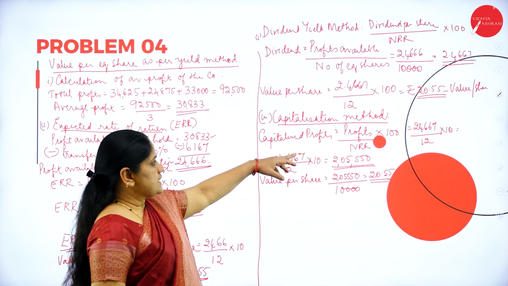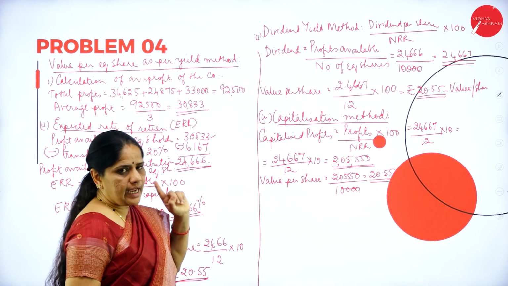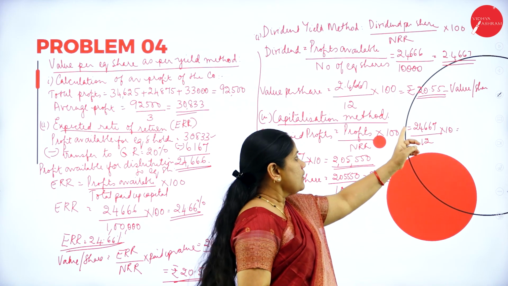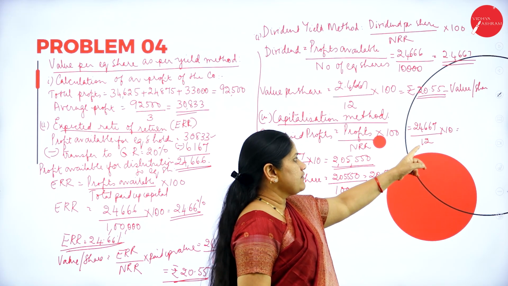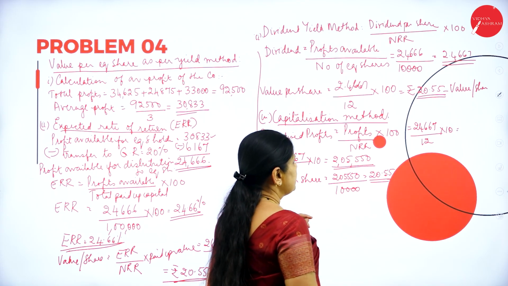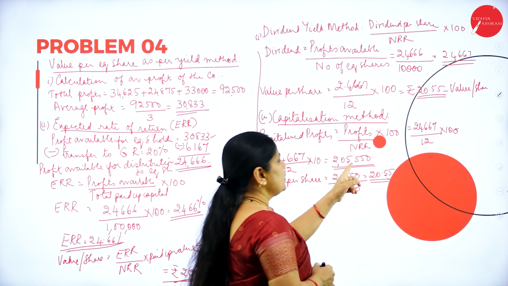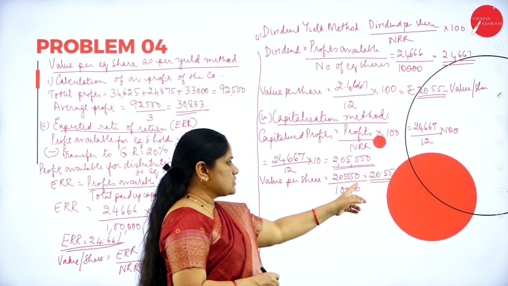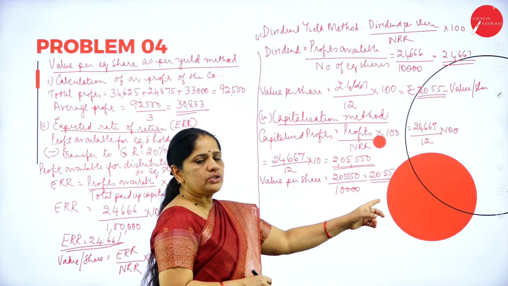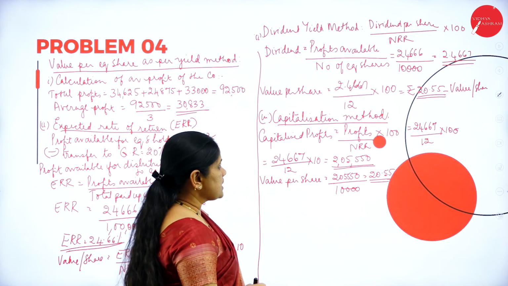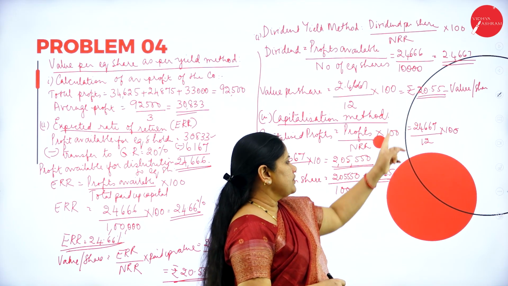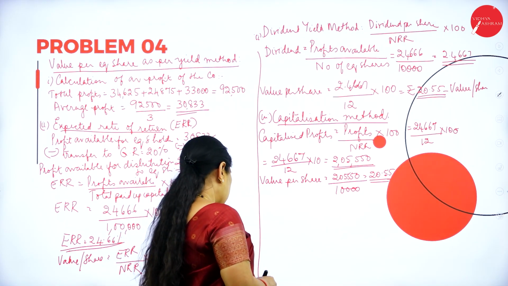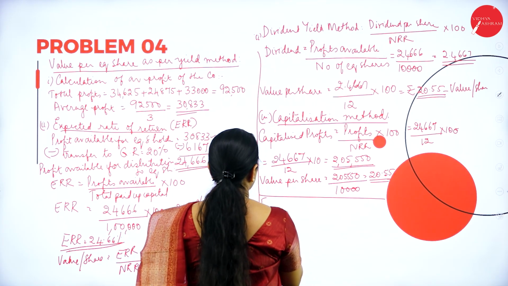See, for the capitalization method, we first have to calculate the capitalized profits. So capitalized profits equals profits by NRR into 100. Profits is 24,667 divided by 12 into 100. So this we will get as 2,05,550. Now the value per share will be 2,05,550 divided by 10,000. So it is 20 rupees 55 paisa. So here also we are getting 20 rupees 55 paisa and here also 20 rupees 55 paisa. Now the next is fair value per share.